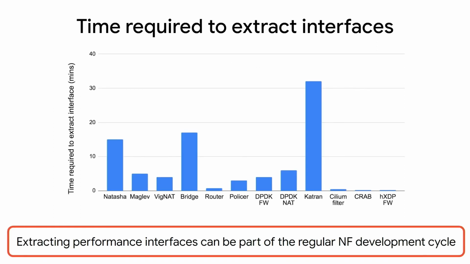Finally, here is the time required to extract the performance interfaces. For most NFs, it takes PIX less than 5 minutes to extract the interface. For the more complex ones used in production, it takes between 20 and 30 minutes, topping out at around 32 minutes for Katran. Based on this, we conclude that it should be feasible to incorporate extracting performance interfaces as part of the regular NF development process.